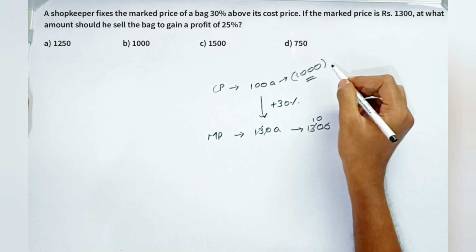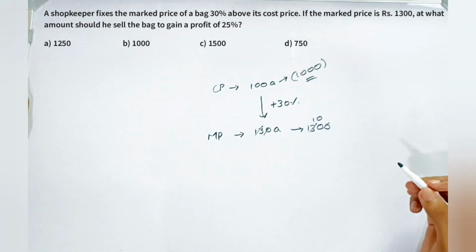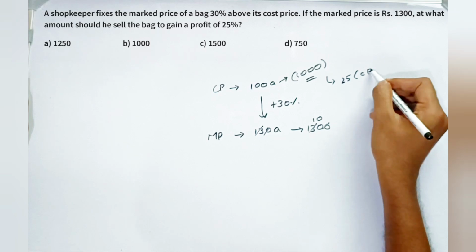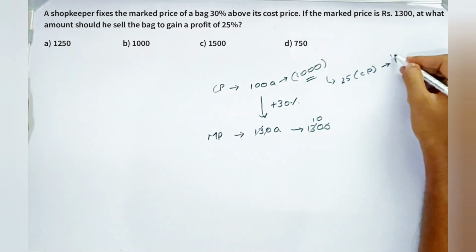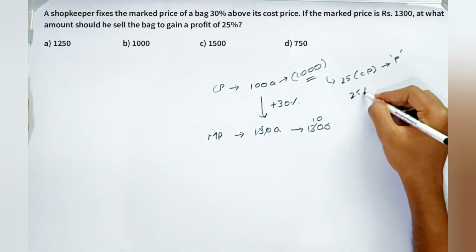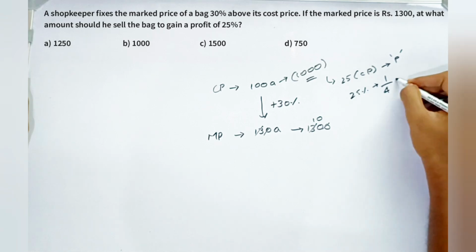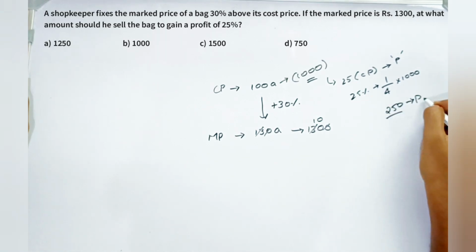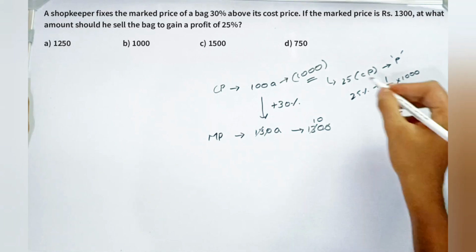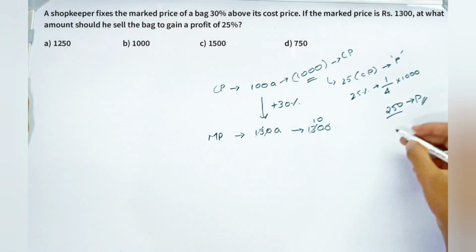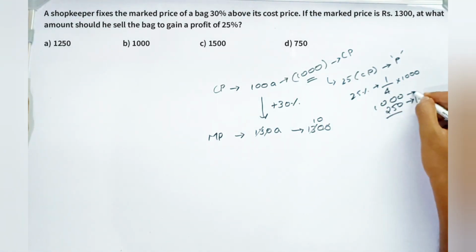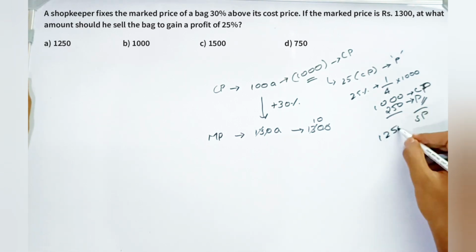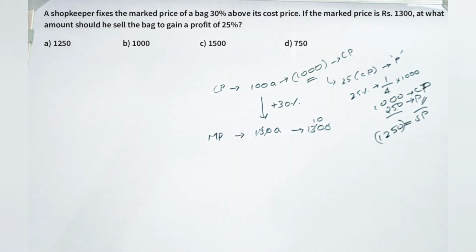So what we have to find out is at what amount he should sell the bag to gain a profit of 25%. Simple, 25% of the cost price is nothing but profit, right? So 25% we can write as 1 by 4. So 1 by 4 of 1000 is nothing but 250. So 250 would be the profit, and this is the cost price. So cost price plus profit is nothing but selling price. So 1250 should be the selling price, so that he can gain 25%.